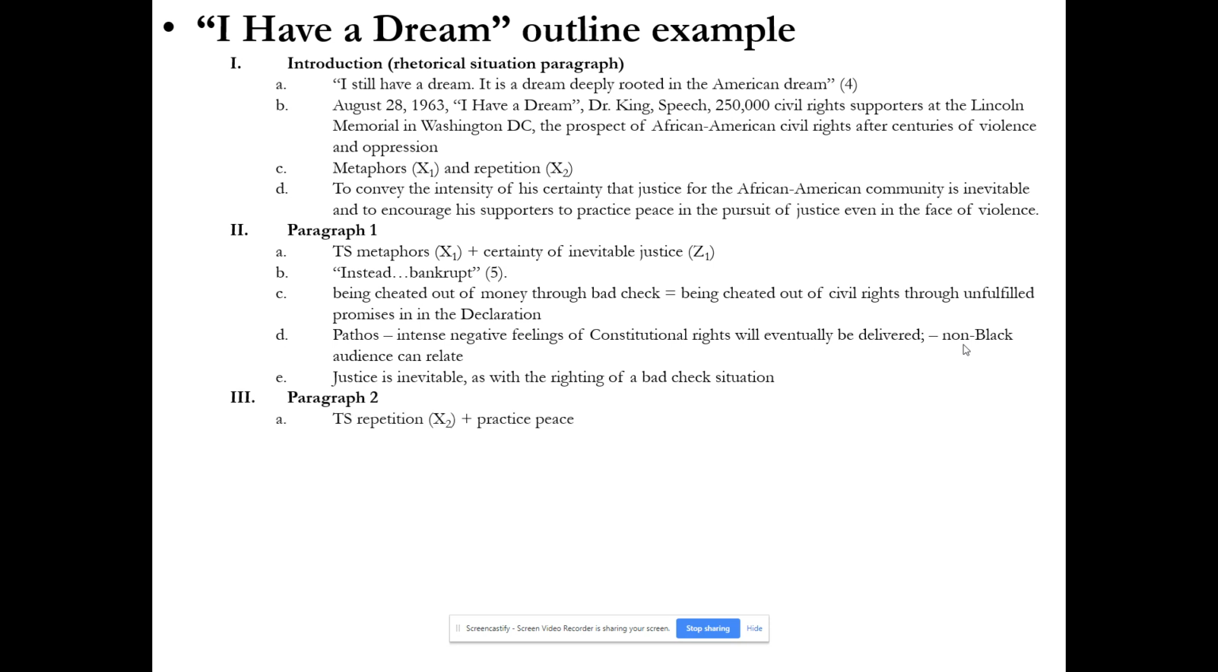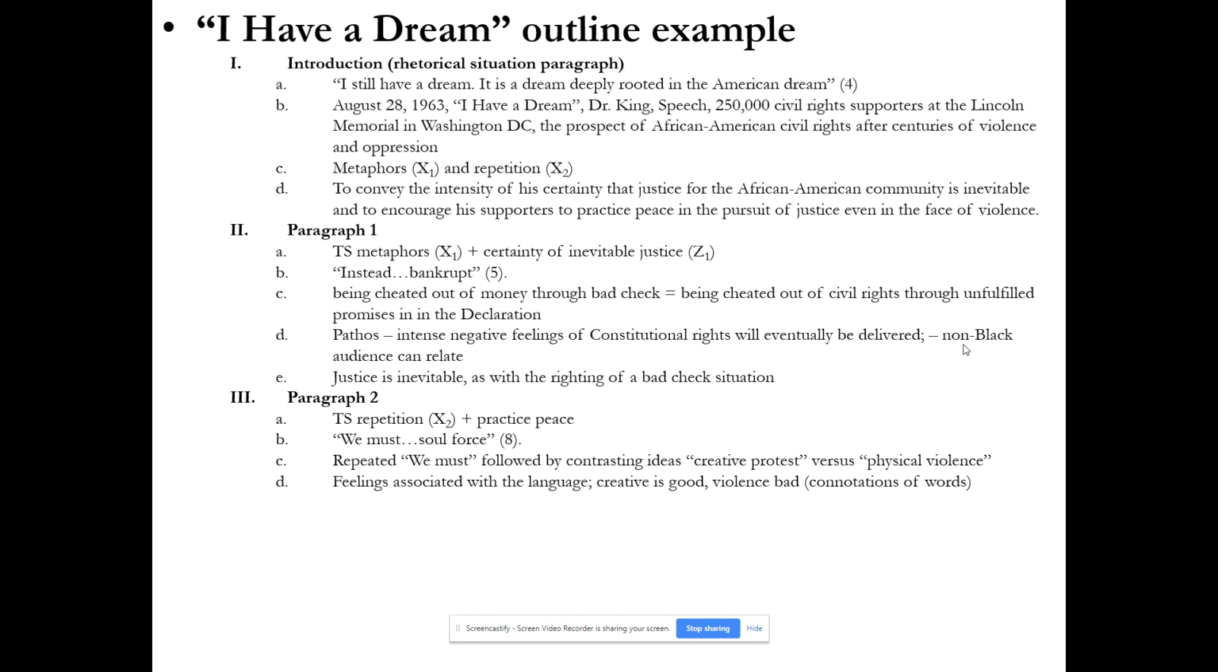All right, paragraph two. So same kind of idea, topic sentence repetition, X2, and a little reference back to Z2, practice peace. Quote I want to use, "we must through soul force," paragraph 8. I might want to unpack "we must," followed by these contrasting ideas that come after each piece, right? We must, and then creative protest, physical violence, they're sort of opposite things, right? Creative protest, something that's creative is good, something that's violent is bad, right?